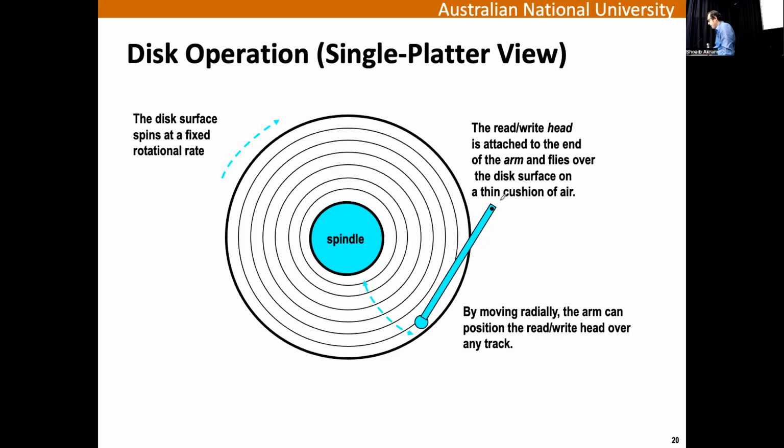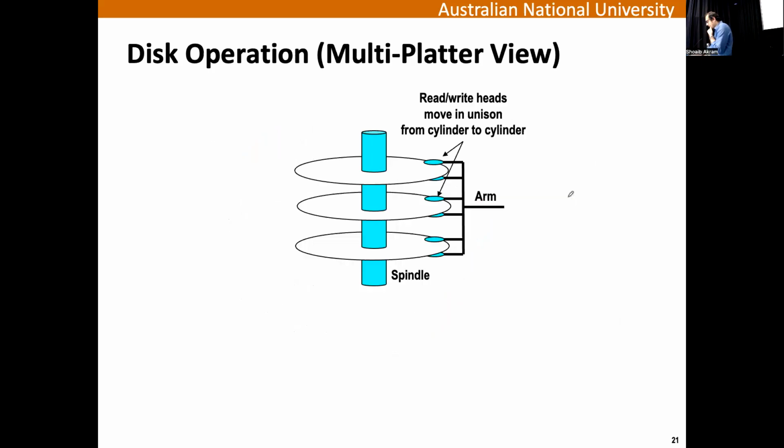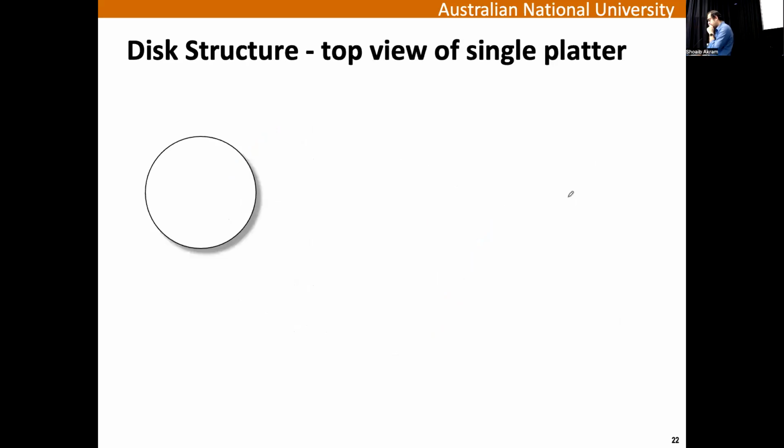So the read-write head is attached to the end of the arm and flies over the disk in a thin cushion of air. And the underlying technology actually is really interesting. Disks are really cheap, but the technology inside the airtight package, and there's a micron level distance between the head and the recording material. Anyway, let's not get into all of that. Okay, so there's one arm. There are multiple heads, 2 heads per platter. And they all move together in a cylinder.